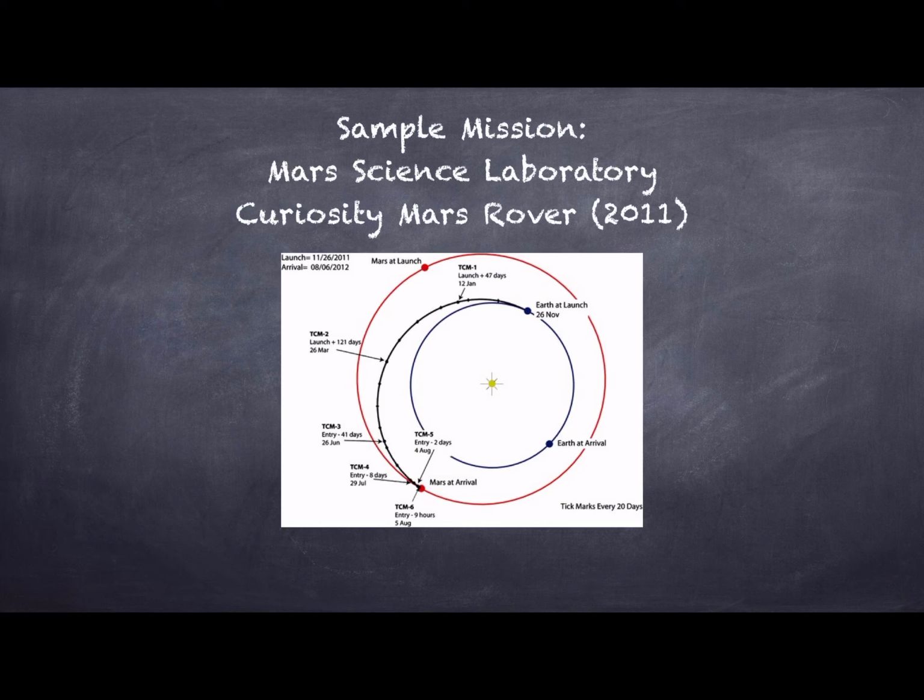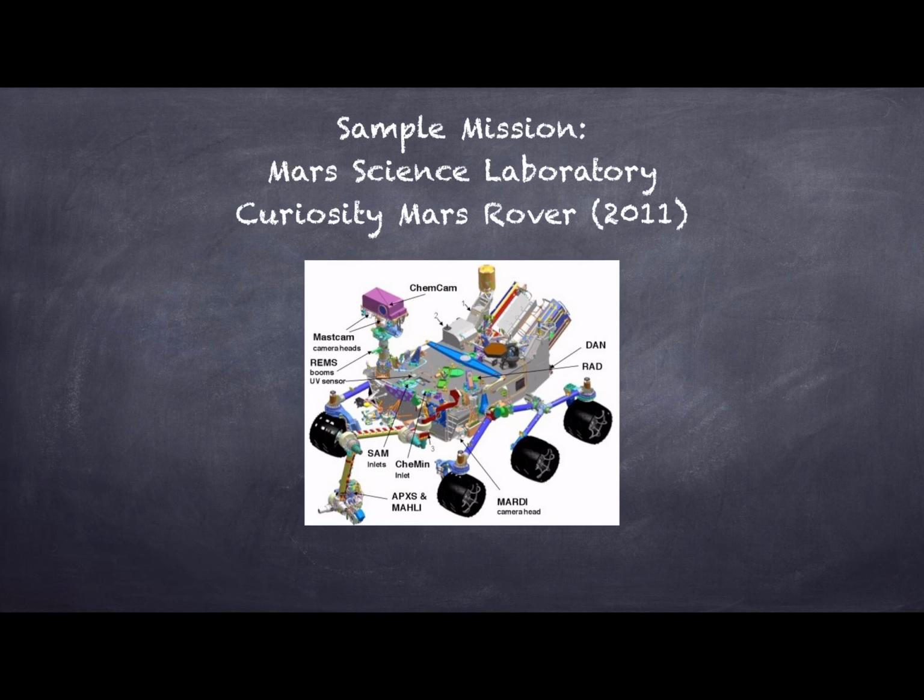So the Curiosity rover was launched in November of 2011, and it arrived in August of 2012. So it took basically all that time, and you can see some of the different types of trajectories that we talked about, the Hohmann trajectory, to get into that kind of orbit where Mars was located, and actually get to the place that it was targeting and then land on the surface of Mars.